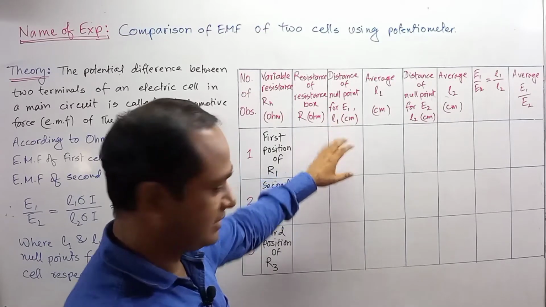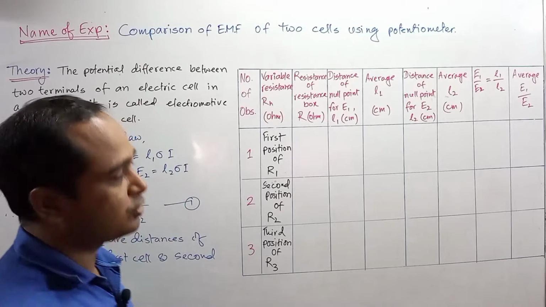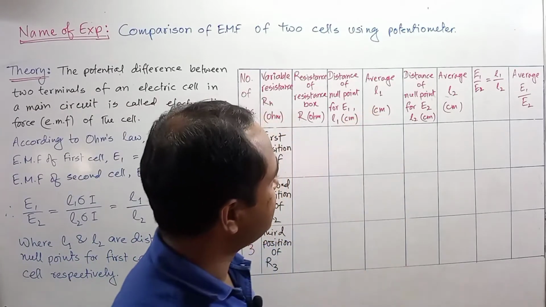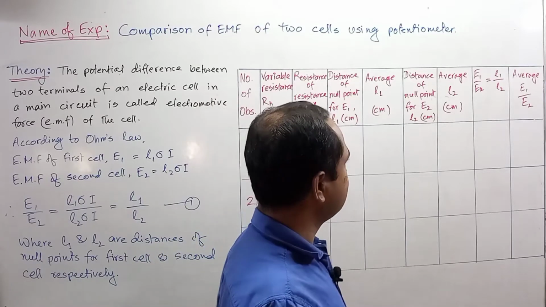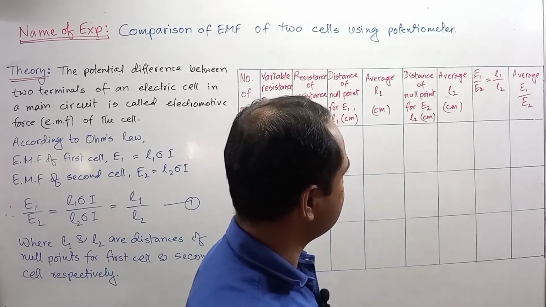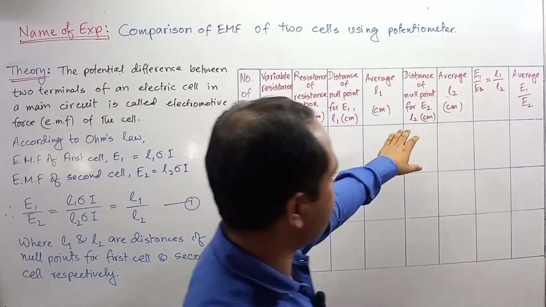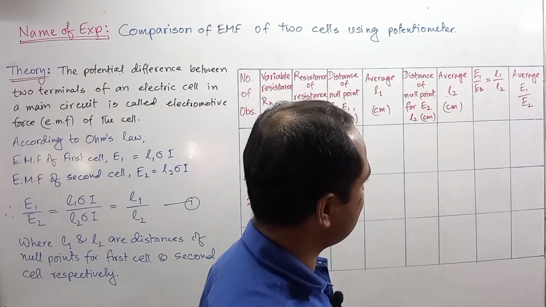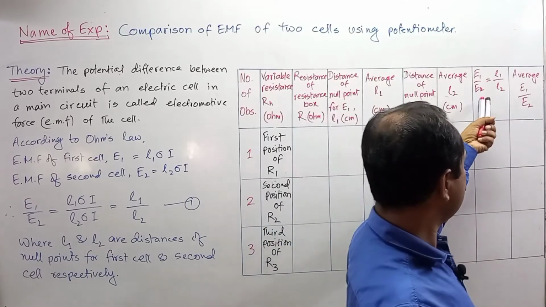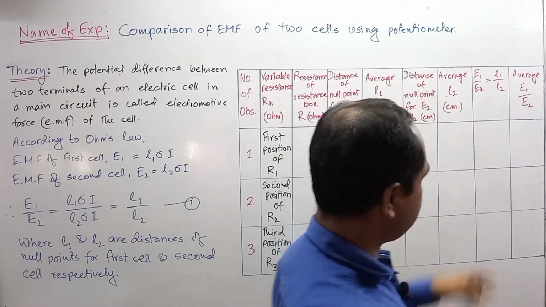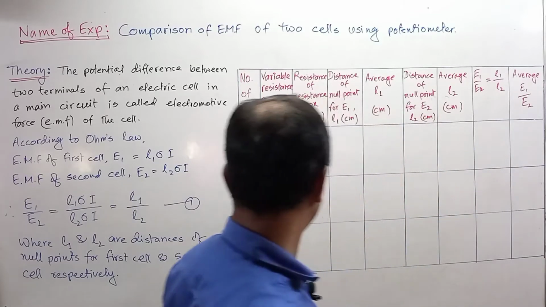We have to measure the distance from the potentiometer, then average L1, distance of the null point for E2, that is for the second cell, and which is denoted by L2. Average L2, the ratio E1 by E2 is equal to L1 by L2, and average E1 by E2.